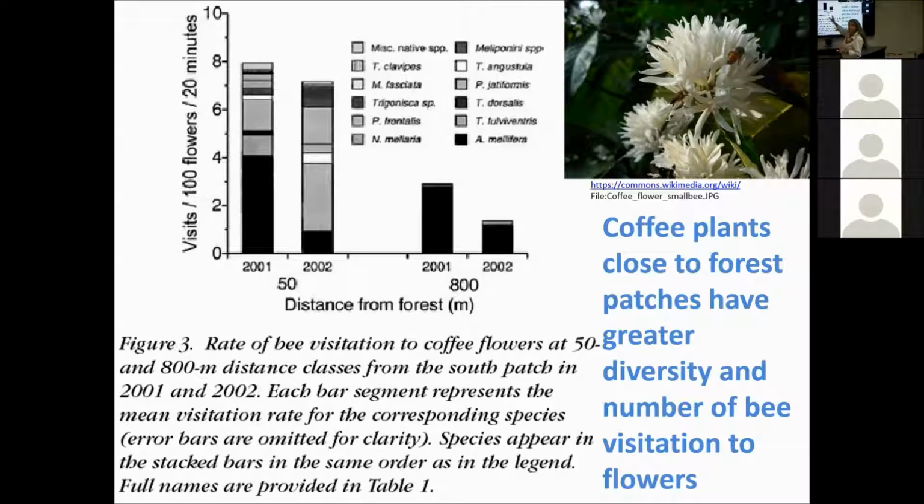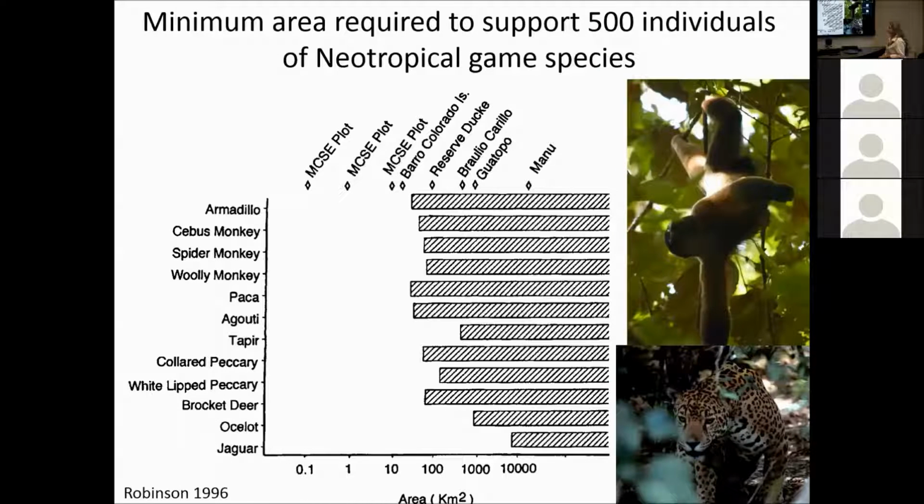You have some coffee plants that are far from the edge. Coffee plants close to the edge have flowers that are pollinated by a variety of different bees. They have many more bee visitors than those that are far from a forest edge. So the natural pollination services that you could have in your agricultural landscape may be affected by this pattern of forest fragmentation, or where your native forests are on your land.